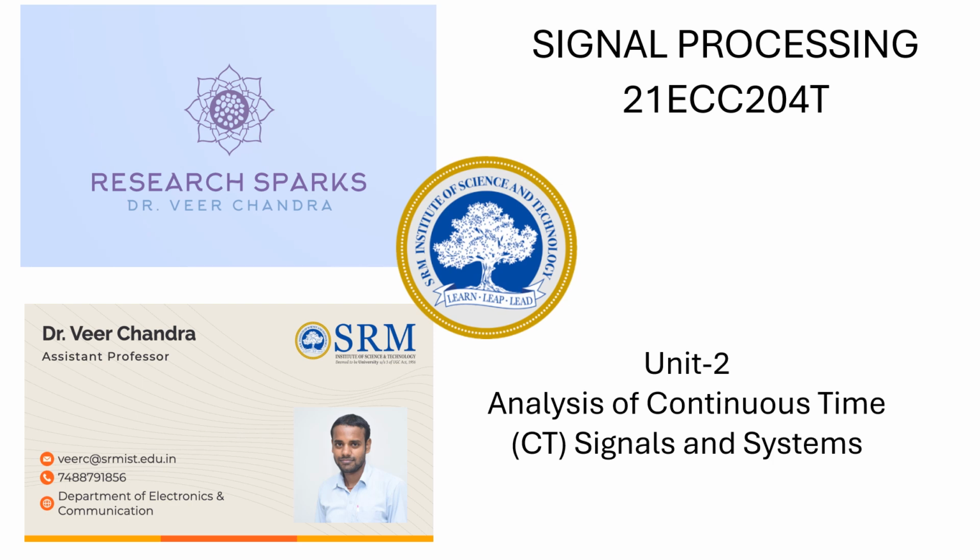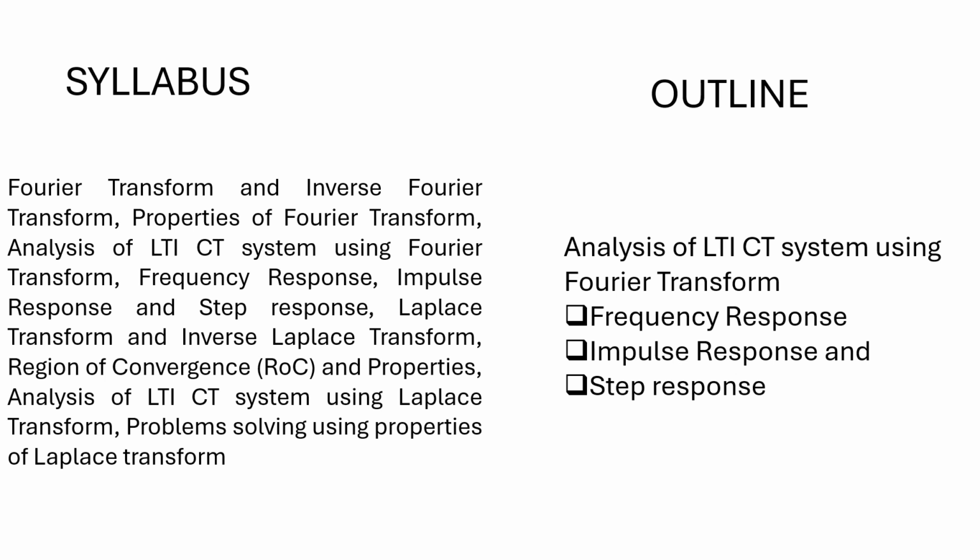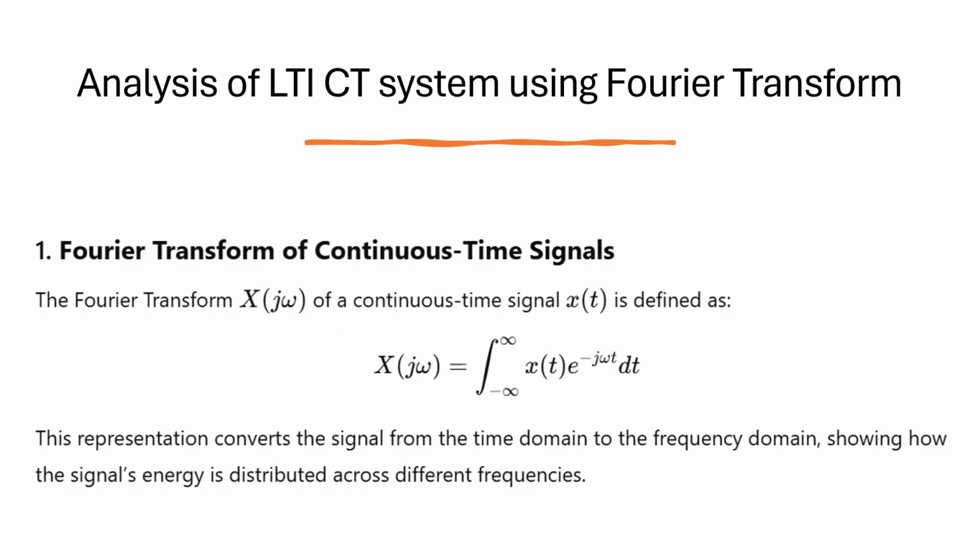This is part two of the course Signal Processing, of Unit Two. Currently we are running in Unit Two, that is the analysis of continuous time (CT) signals and systems. Here is the outline of this session. Mostly we'll focus on the frequency response followed by the impulse and the step response of the LTI continuous time system using the Fourier transform.